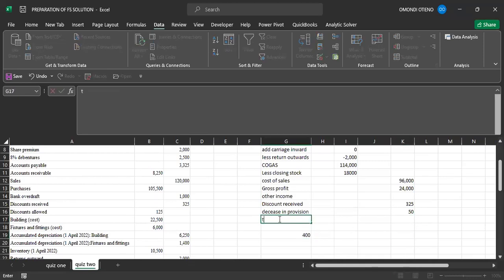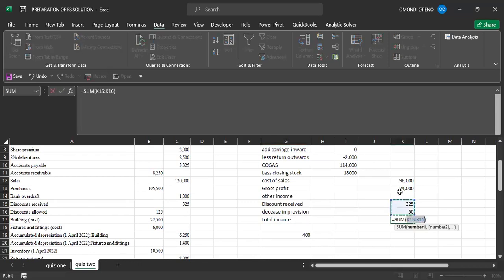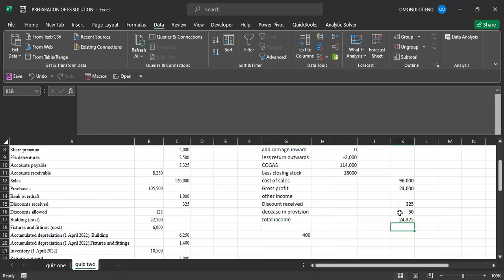So what is our total income? Total income is equivalent to 24,375. So are we together up to that point?